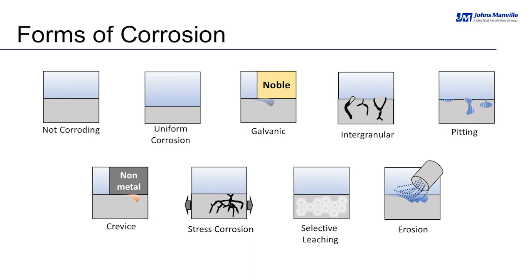The second one shows uniform corrosion. As you can see, some of the thickness of this material has been lost, so uniform corrosion. The third one right there is galvanic corrosion. Galvanic corrosion happens when you have a specific material, assuming steel, joined to a more noble material, and galvanic corrosion can start right there at the interface.